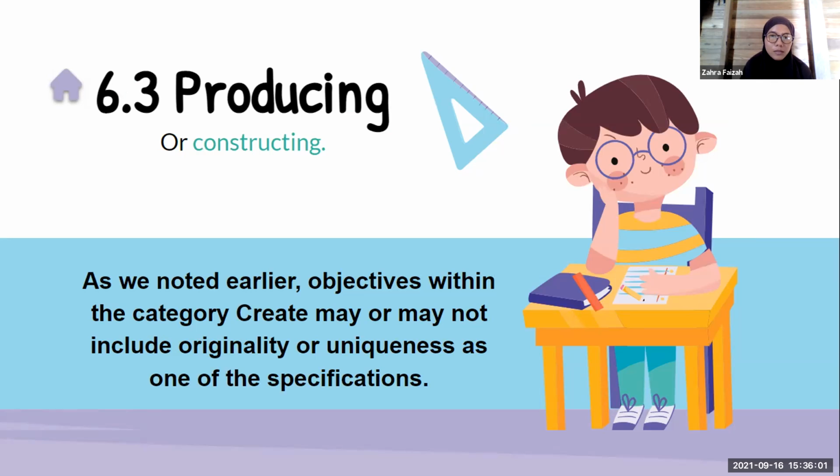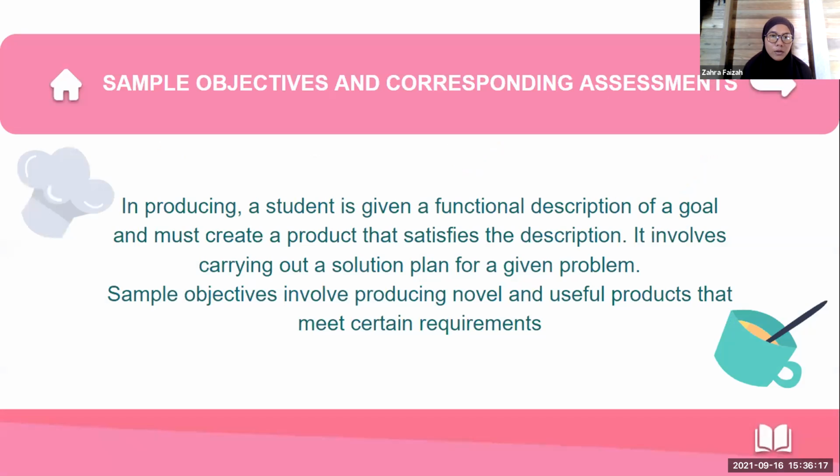As we noted earlier, objectives within the category CRIT may or may not include originality or uniqueness as one of the specifications, due to the objective of the producing process. In producing, a student is given a functional description of a goal and must create a product that satisfies the description. It involves carrying out a solution plan for a given problem. Sample objectives involve producing novel and useful products that meet certain requirements.